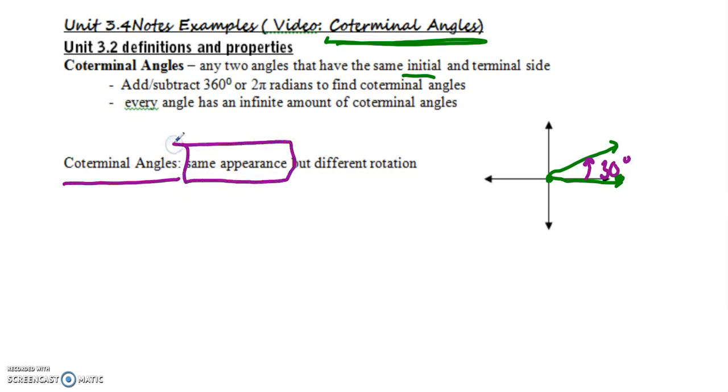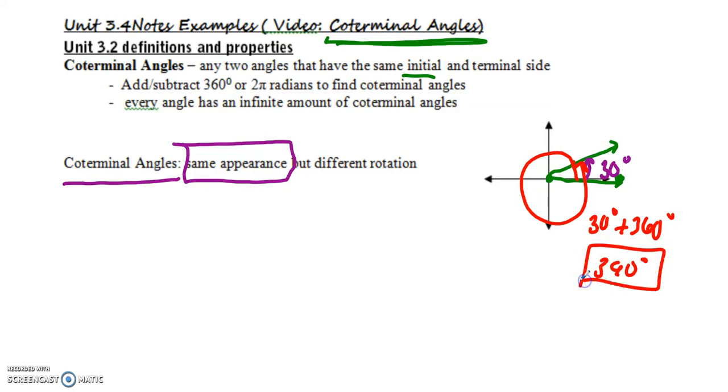Let me be more specific and write down an exact example. Let's say that we start with 30 degrees, but instead we go around one time. So initially it was 30 degrees, but then because we went around again, we would add 360 degrees on. So this angle would now be 390 degrees. So 390 and 30 in terms of placement would have the exact same appearance, but it would have a different rotation or the amount of times it spins. This could keep going infinitely.